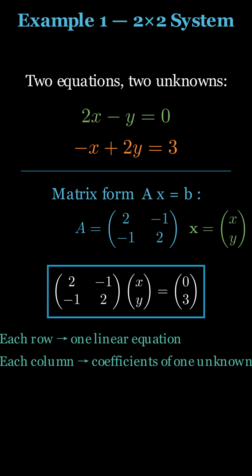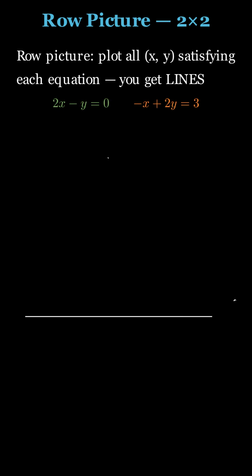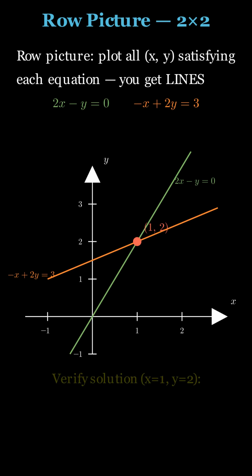So our system is Ax equals b, where A is a 2 by 2 matrix. Each row of A gives one equation. Each column holds the coefficients of one unknown. Now let's look at the row picture. We take one equation at a time and plot all the points (x, y) that satisfy it. Each linear equation gives a straight line.